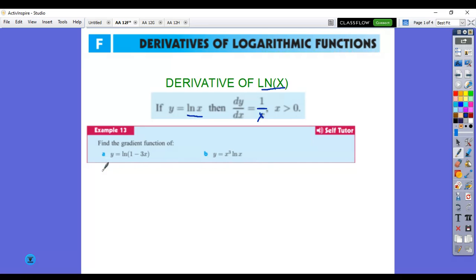Okay, so for example, letter A, I'll just write this y prime. I'm doing this at my computer at home. We're taking the natural log of 1 minus 3x, so it's 1 over 1 minus 3x.